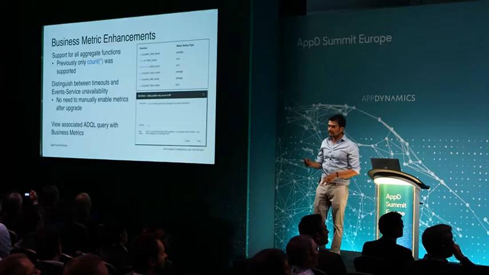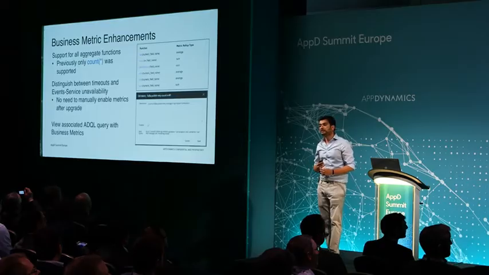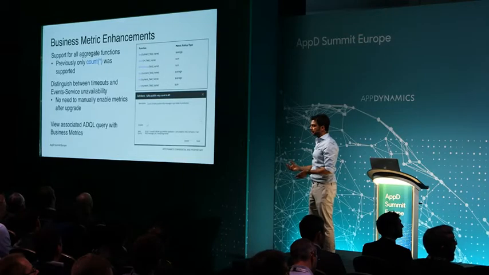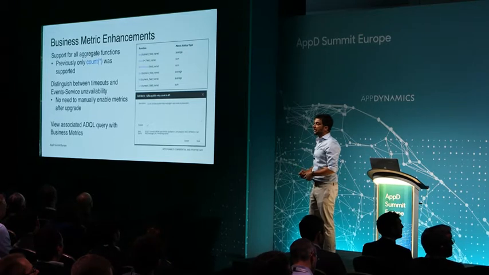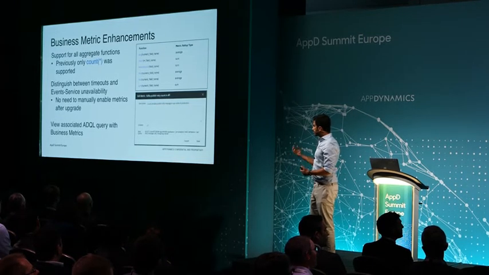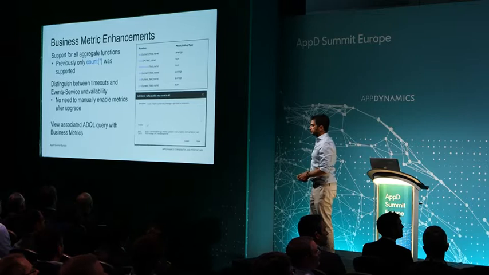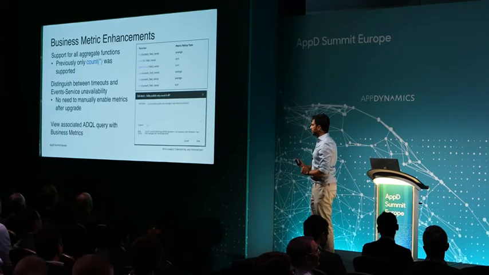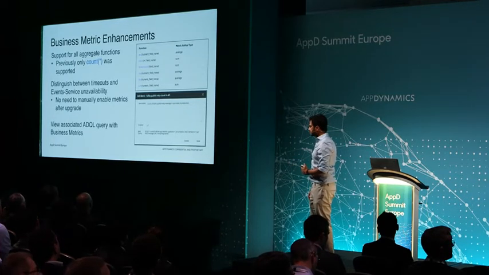The other thing that came out in 4.3 was enhancements to our business metrics. So pre 4.3, customers were only able to create business metrics on count star queries. For example, you could count all the confirmed transactions that had an order value of greater than $100, but you couldn't create a metric on average order total. With 4.3, we've removed that limitation. It was a silly limitation to begin with, but we've removed that, so you can use any of the mathematical operators, any aggregate operators to create business metrics.